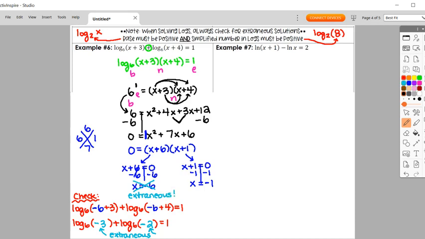When I plug into my check, again, I'm plugging it into the original problem. I have log base 6. Instead of x, I'm replacing it with negative 1 plus 3, and the parentheses stay. Then I add log base 6, and instead of x, I have negative 1 plus 4 in my parentheses, equaling 1. I simplify those parentheses down to one single number. Negative 1 plus 3 is 2. Positive 2, so we're good there.